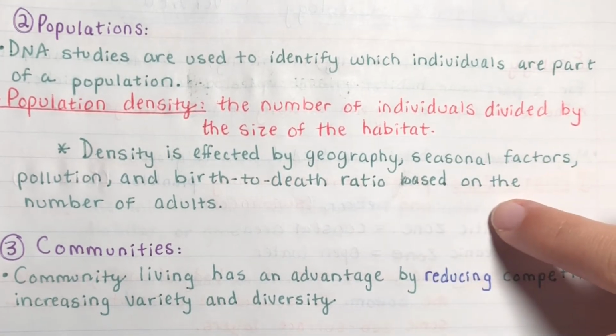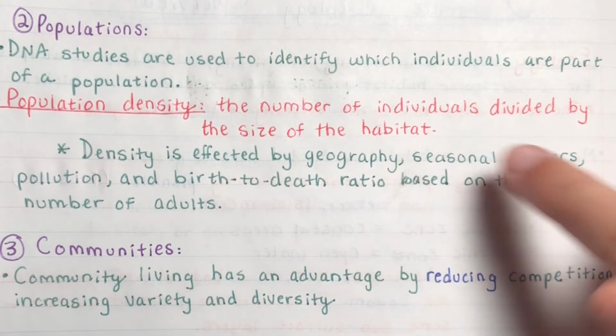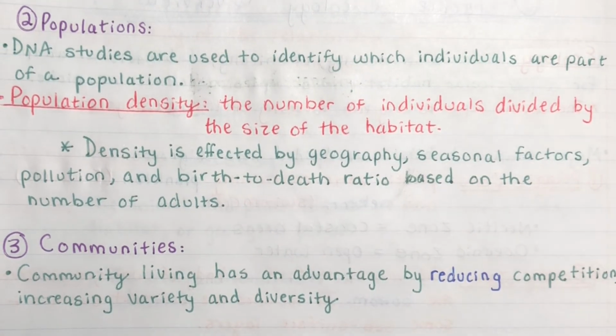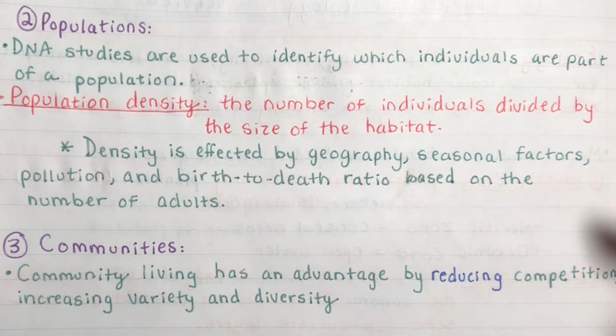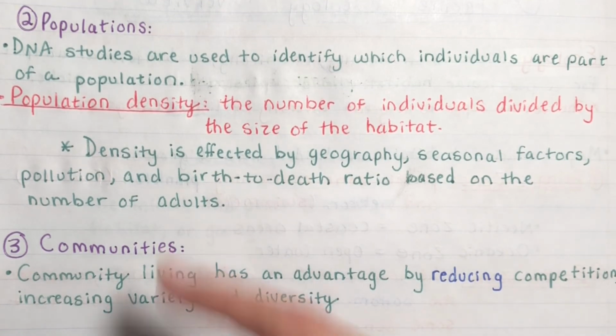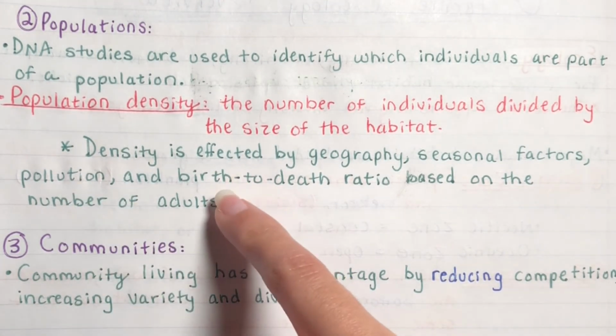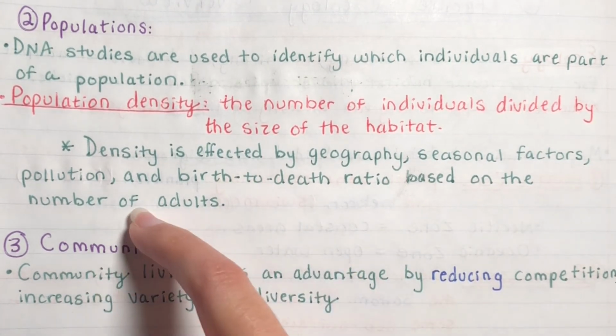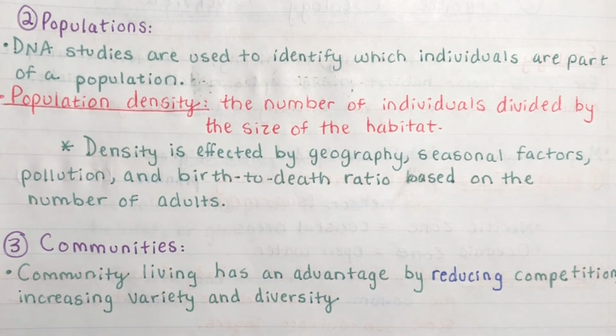This population density, though, is affected by geography, seasonal factors, pollution, and birth-to-death ratio based on the number of adults. All right, so a lot of things come into play when we're looking at population density and the size of a population based on what type of year it is, based on seasonal factors. So if there was a hurricane, or if there's some type of pollution that's causing more individuals to die at birth rather than live long lives as adults. All right, so a lot of things go into our populations.